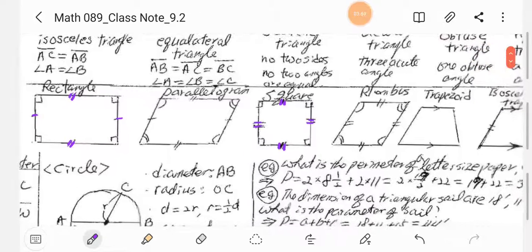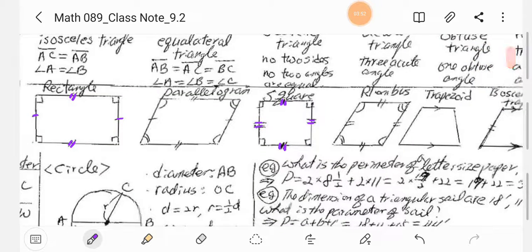How about the rhombus? In a rhombus, the four side lengths are equal, but the angles are different. Only the opposite angles are the same. And parallelogram. A parallelogram has opposite sides the same. The lengths of opposite sides are the same. Then we call it a parallelogram. So a rectangle is also one of the parallelograms.